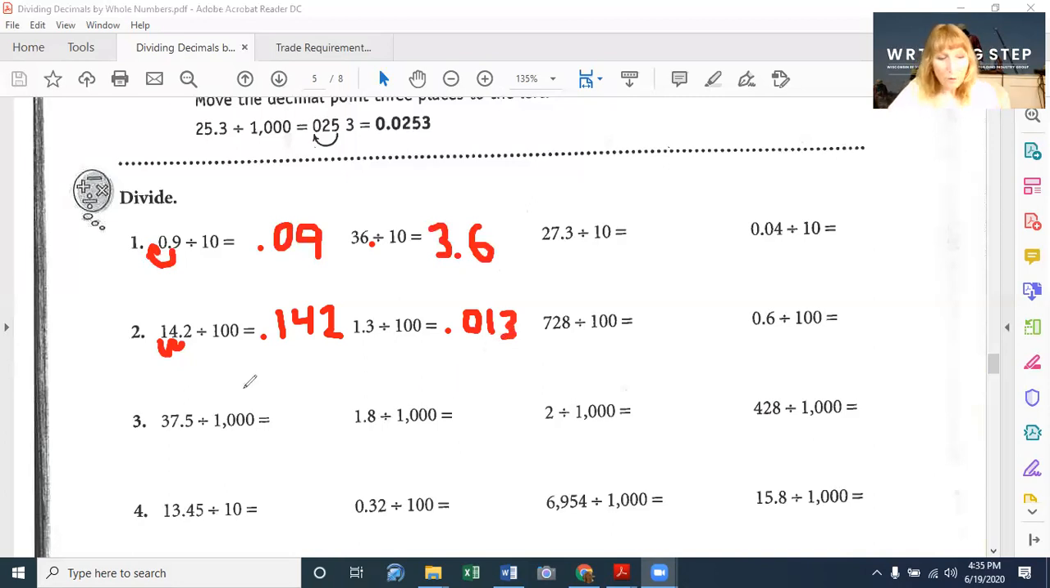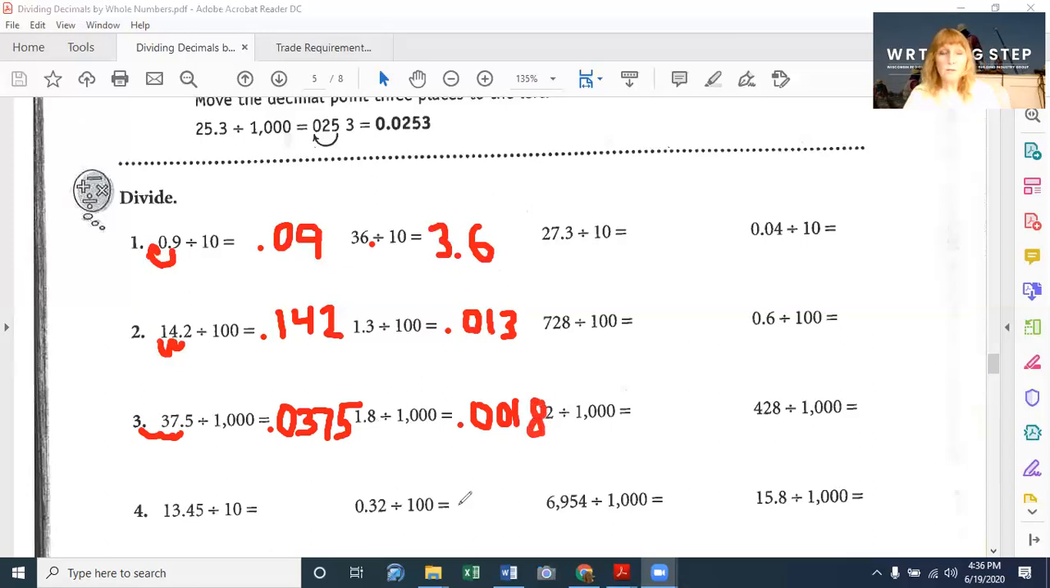Okay. Third row, I am dividing by 1,000. 1,000 has 3 zeros in it, so I have to move my decimal 3 to the left. So my decimal's here. I've got to go 1, 2, 3, and I have to fill in with a 0. So 0.0375. The next one, 1.8, I'm moving 3 to the left, which is going to end up being 2 zeros, a 1, and an 8.